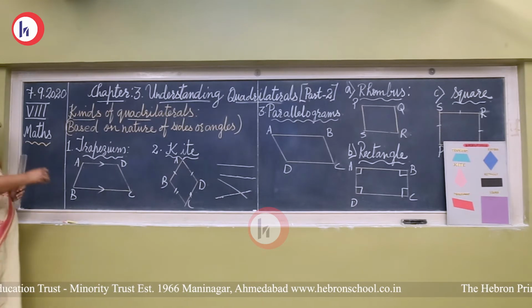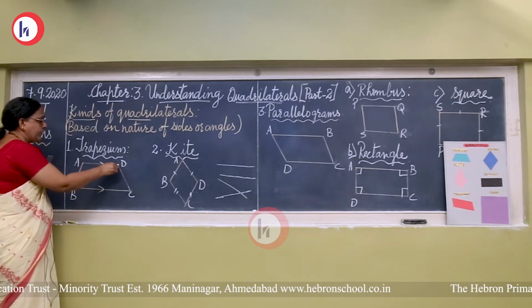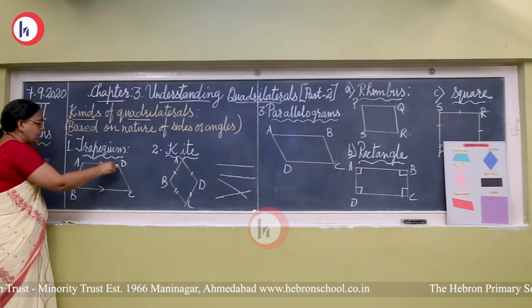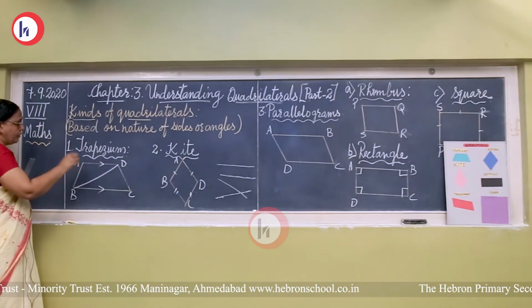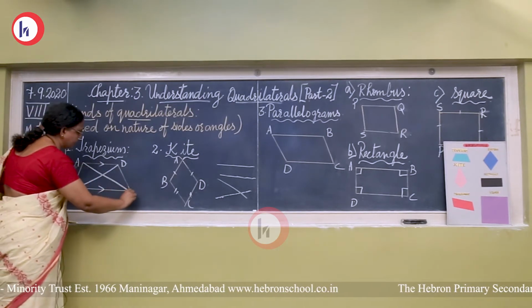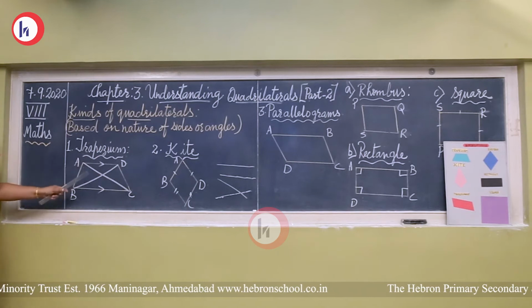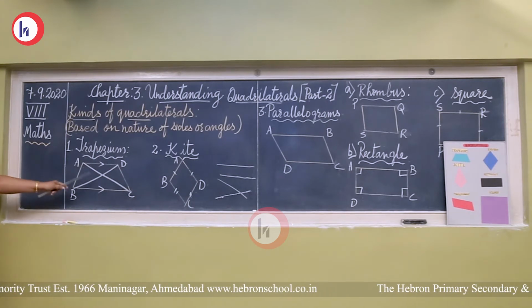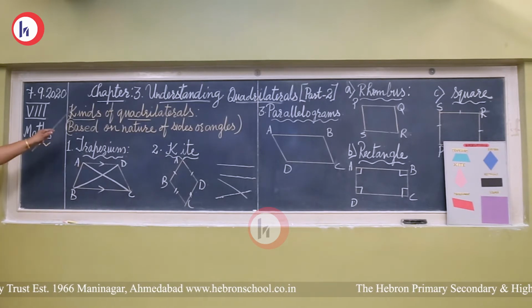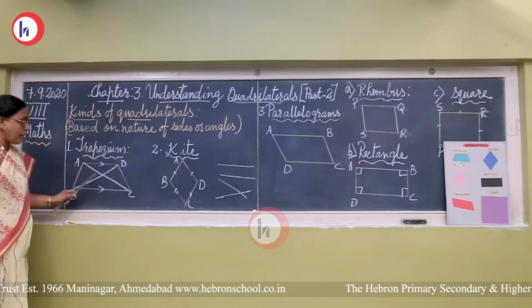Then again, it has diagonals. In the previous class we learned that diagonals are the line segments joining 2 non-consecutive vertices. So here the 2 diagonals bisect each other in the trapezium. So a trapezium is a quadrilateral, but you should remember the properties.